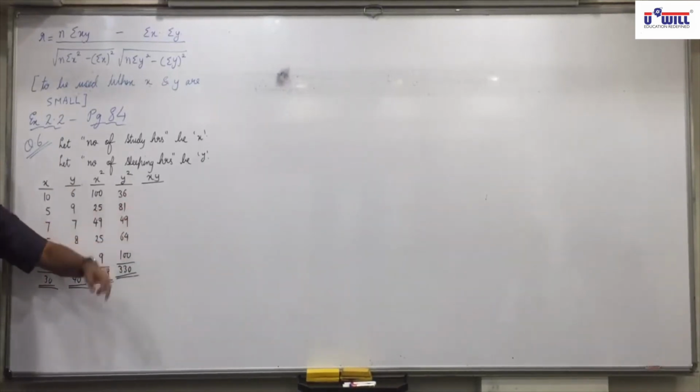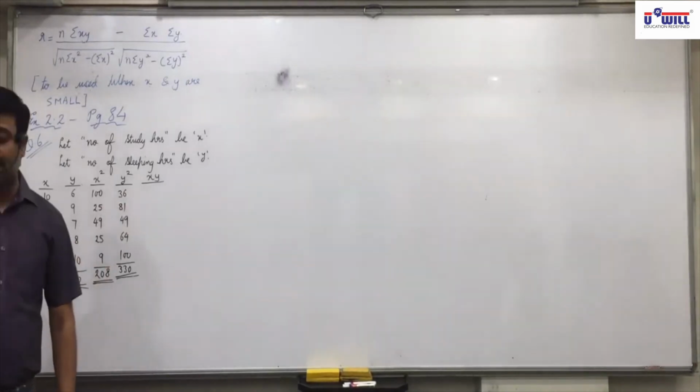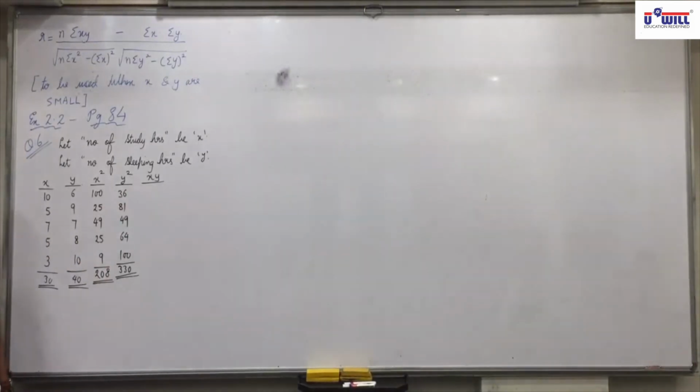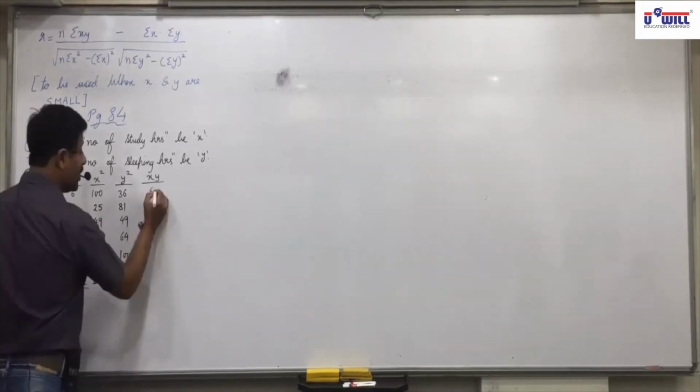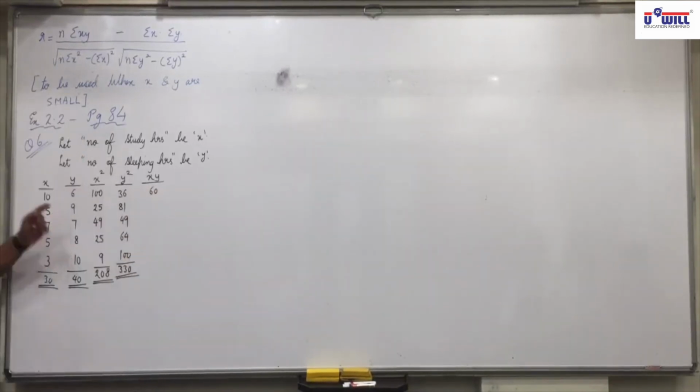Now x into y. Again press MC or MRC and cancel the memory. Press on 2-3 times. Now x into y means product of these two. Here also we'll use the memory. X into y, so 10 into 6. Do 10 into 6 and press m plus. Do you get 60?